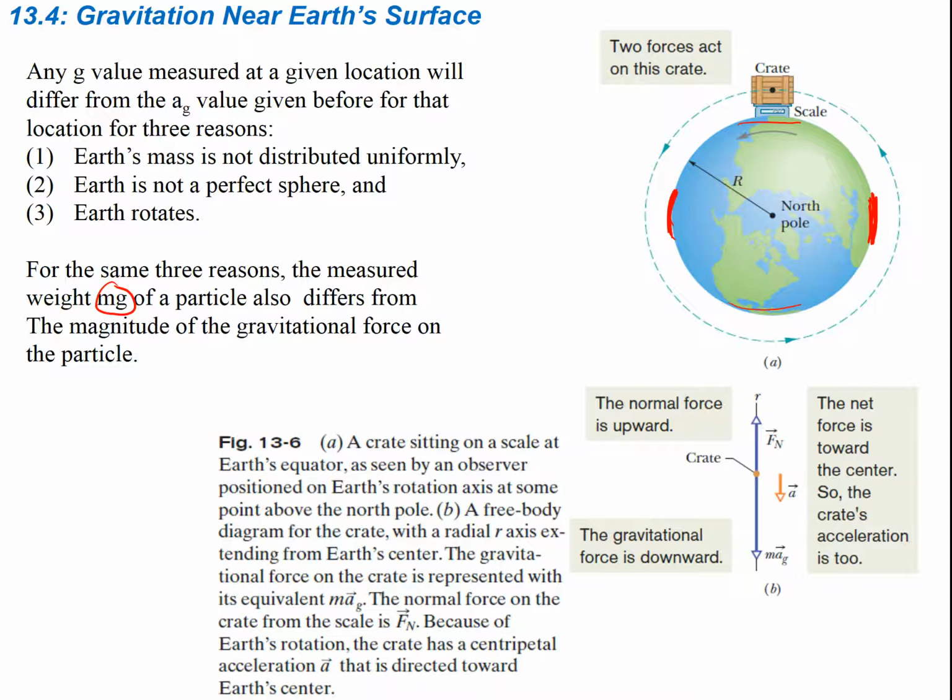Because of the Earth's rotation, the crate also has a centripetal acceleration that is directed towards Earth's center. So not only do you have mg pulling down and the normal force pushing up, but you also have this additional acceleration going down towards the center of the Earth, because of the centripetal motion.